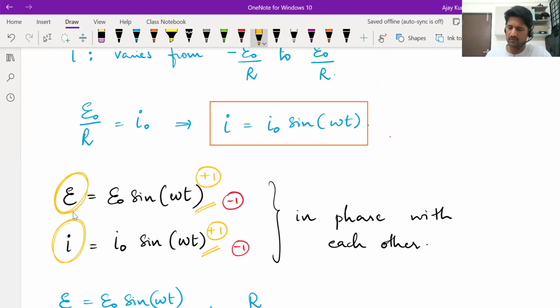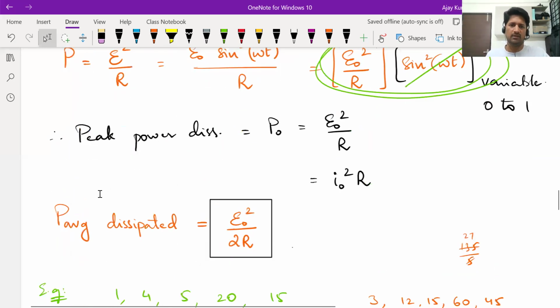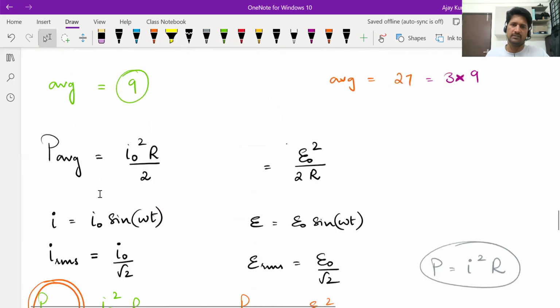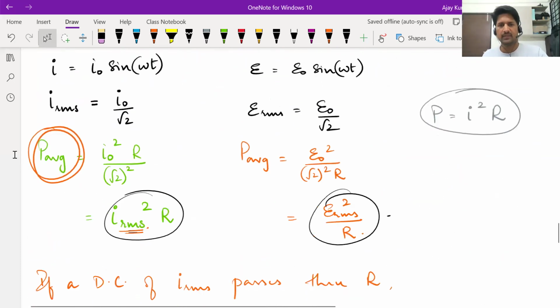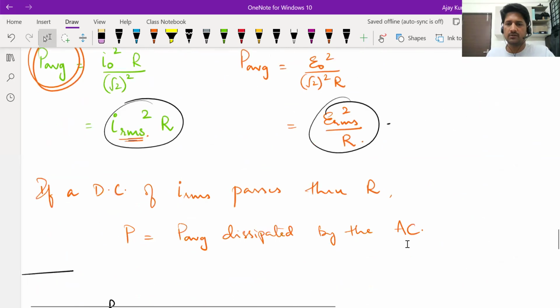That's one observation. And based on the EMF equation, we wrote the current equation today. I is equal to E by R. You can do the reverse also. If you know the current equation, you can write the voltage equation. V is equal to IR. Simple. And then you can find out peak values, RMS values, average in the positive half cycle, all those things. So any doubts in what we discussed today?